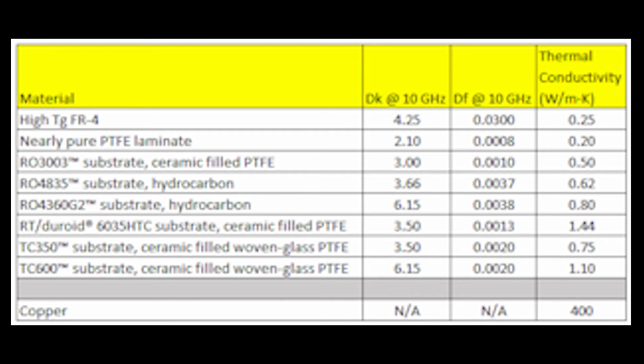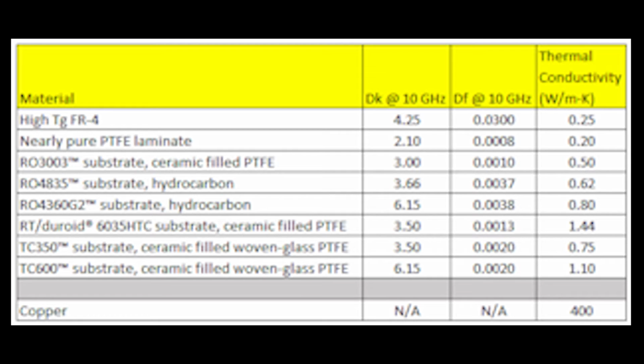And then if you look at the nearly pure PTFE laminate, you can see the dissipation factor for that material is extremely good at 0.0008. That really is not going to generate much heat when RF power is applied to it. However, the drawback is when heat is generated, it's not going to come out of the circuit very easily because the thermal conductivity is so low at 0.2 watt per meter K. Now the answer to that really is a material that has both attributes, and that is the RO3003 substrate. That material has a dissipation factor very close to the PTFE at 0.001, which is considered extremely low loss. So it's not going to generate too much heat when RF power is applied to it, and it also has thermal conductivity that's very good at 0.5 watt per meter K.